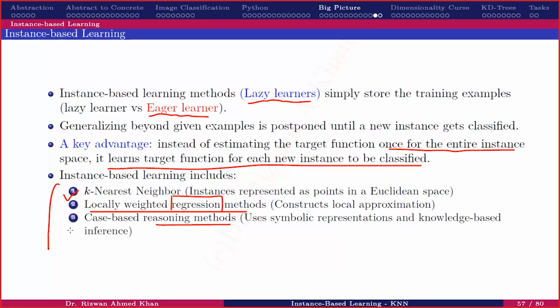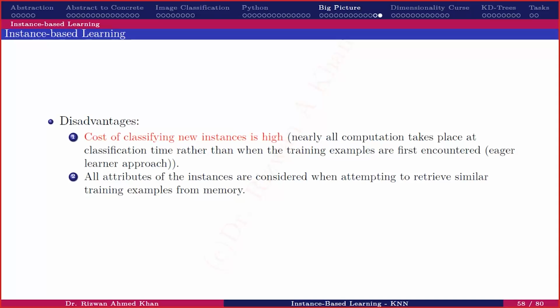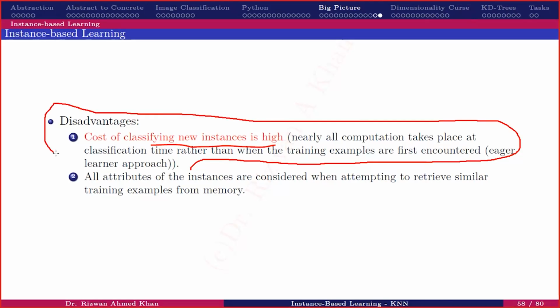But there are some set of classifiers that are based on this same ideology. Disadvantage: the cost of classifying a new instance is high. This is what I'm saying. Nearly all the computation takes place at classification time rather than when training examples are first encountered. So this is problematic. In this way, we want to have results as quickly as possible. So it doesn't matter whether we build the classifier for 10 weeks or 10 months.